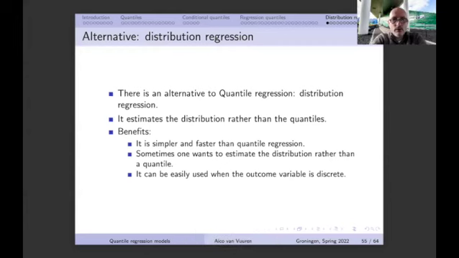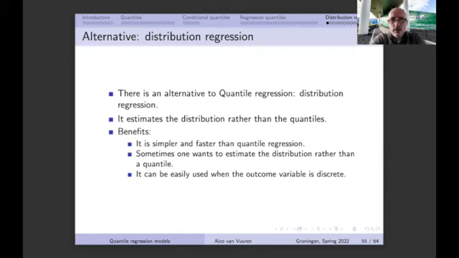Okay, I would like to go on with the next topic, and that's the topic of distribution regression. If you look at the title of my slides at the beginning, then you should realize that I'm going to do something with respect to both quantile and distribution regression. However, I haven't done anything yet with respect to distribution regression, and that's going to change right now, because there is an alternative to quantile regression that we have discussed so far, and that is distribution regression.